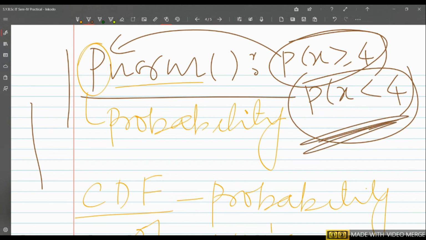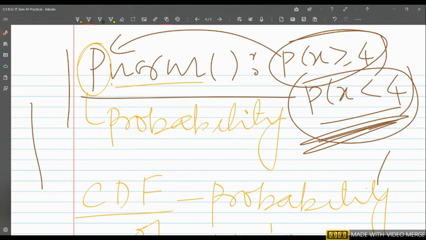So if I have to find the probability of x greater than or equal to 4, then I will compute the probability of x less than 4 by this function and subtract that value from 1. Because we know that the probability of x less than 4 plus the probability of x greater than or equal to 4 will be equal to 1. So this is the complement rule of probabilities.